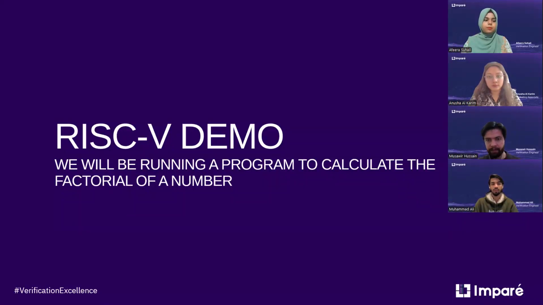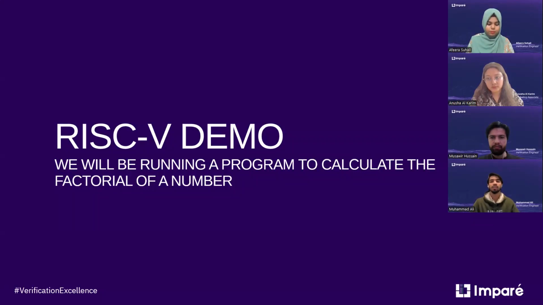Hello everyone, in this final section of the presentation, I'll walk you through the practical demonstration of our model in action. I'll start by showing a simple yet powerful example, the assembly code for calculating the factorial of a number. This program exercises instructions of both the RV32I and RV32M extensions, making it an ideal test case for our model.